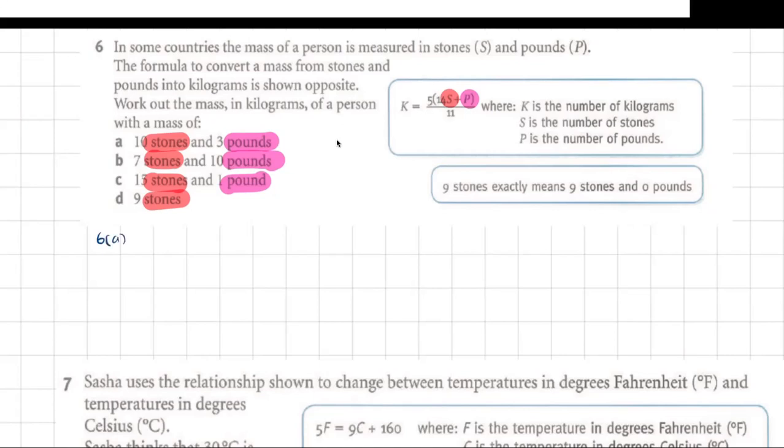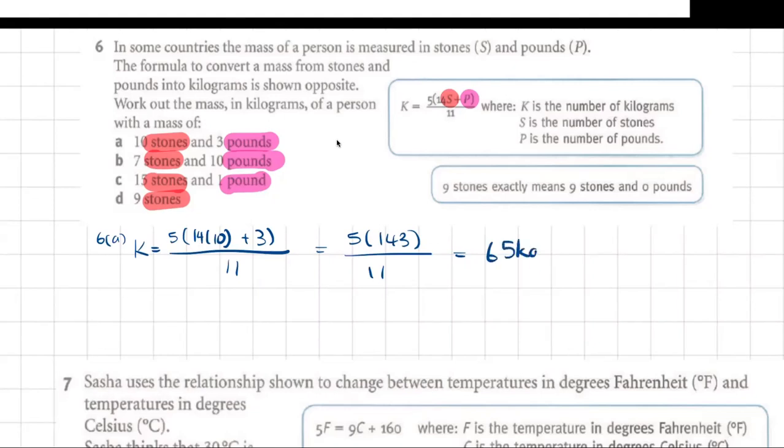All you do is write K, which is the rate, 5 multiplied by 14 times 10 stones plus 3 pounds, divided by 11. So you're going to get 5 multiplied by 143 over 11. So all you do is 143 times 5 divided by 11.